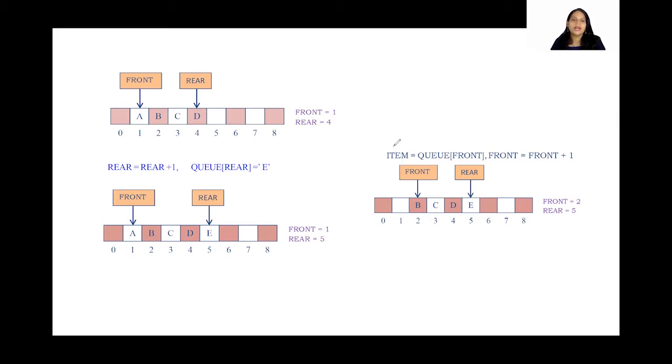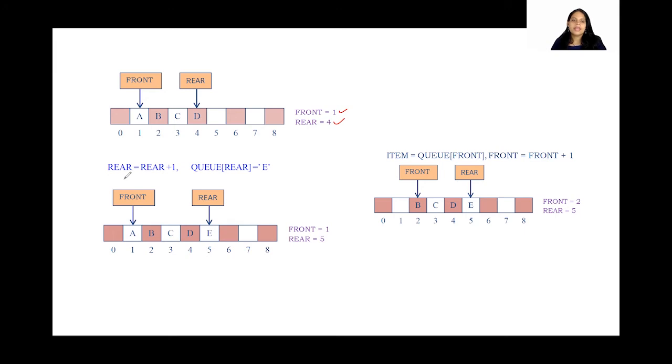So how do we do that? Now here, this is a normal array we are using with these subscripts. So my item is here. My front is going to point at the first element and my rear is pointing at the last element. So here front is equal to 1 and rear is equal to 4.